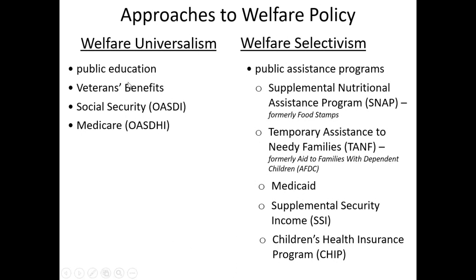Okay, so we've got 4 examples over here of welfare universalism, and half a dozen examples over here of selectivism. And this is certainly not a full comprehensive list of either approach, but it's enough to make the point, which is that for the most part, we use a selective approach in the United States. When we're talking about welfare policy, and particularly public assistance programs, we're mainly talking about this selective approach, which raises some interesting questions that I want to get to in today's class, okay?